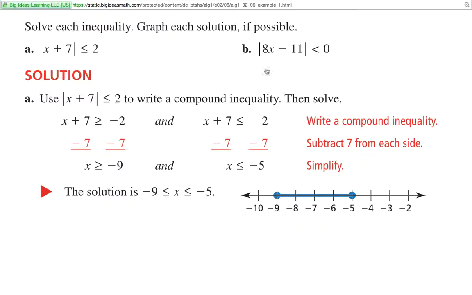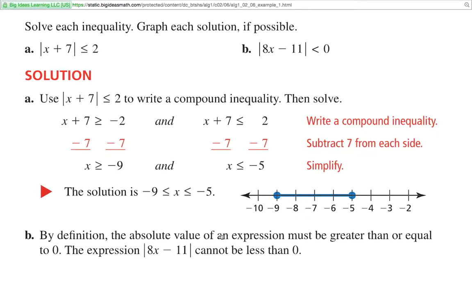And letter B, kind of like a B here up top, absolute value. When is absolute value ever less than 0? Is absolute value ever less than 0? Answer is no. So this is no solution. So that's the first one.